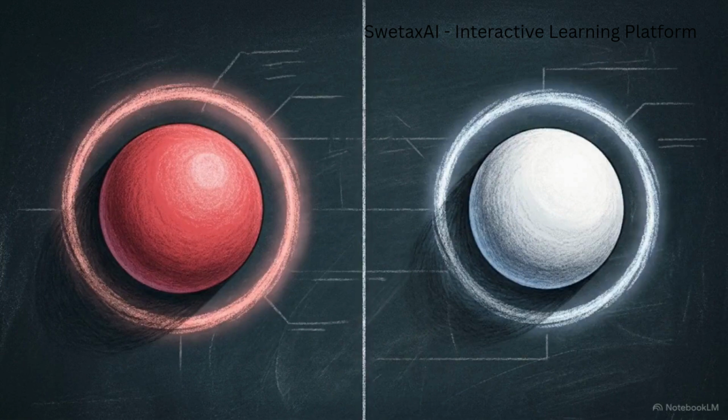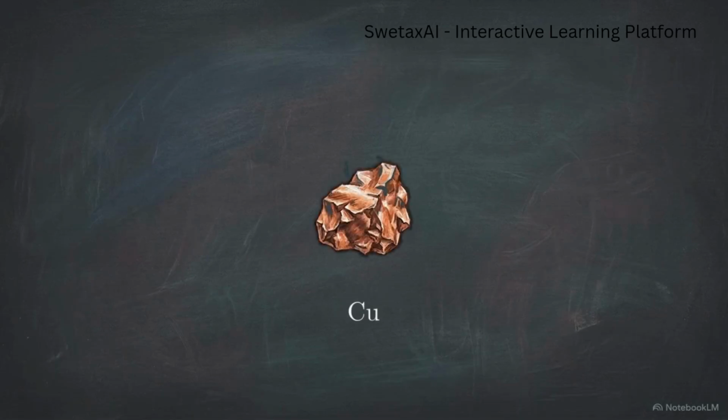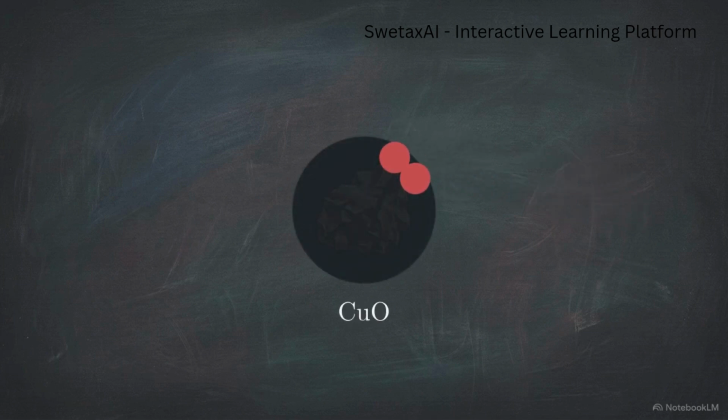The final typology is defined by the transfer of oxygen or hydrogen between substances. We call these redox reactions. Oxidation occurs when a substance gains oxygen. When copper is heated in air, oxygen atoms bind to form copper oxide.